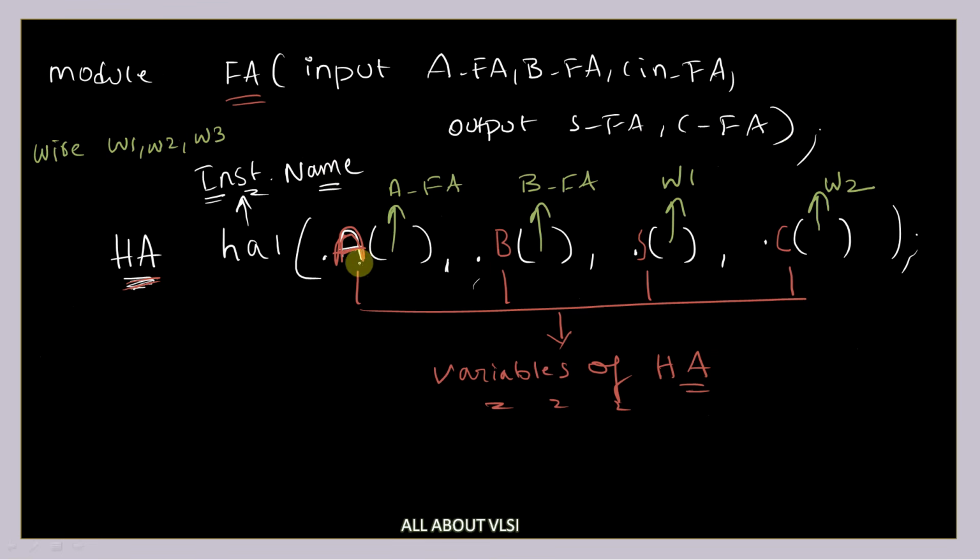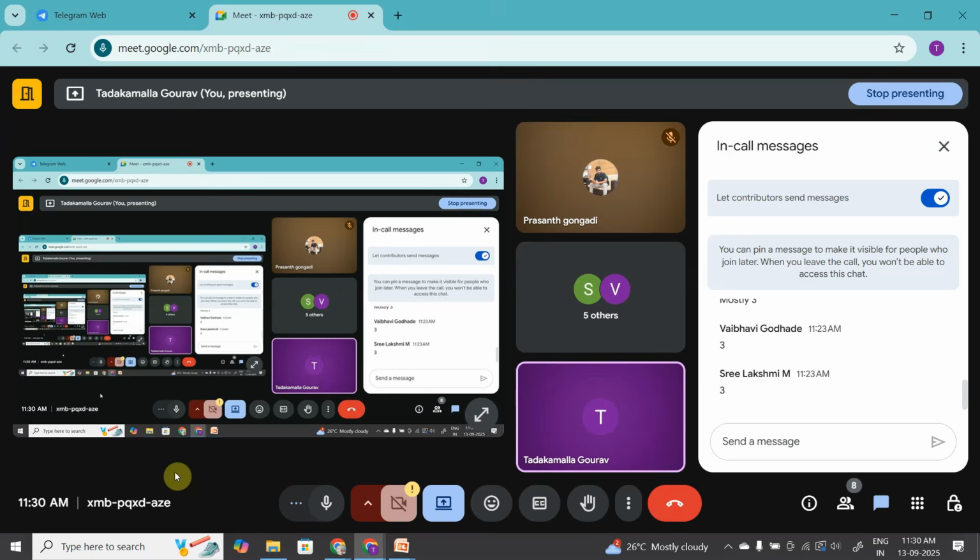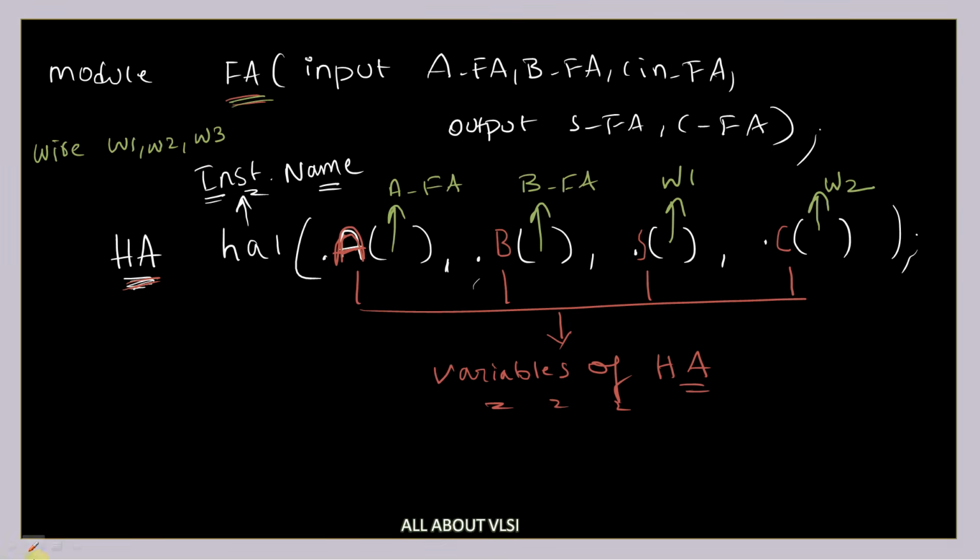Outside the brackets, these are the variables which are related to your half adder, and inside the brackets, these are the variables which are related to your full adder. Is it clear up to here how you are making the connections? Is it clear? Any doubts? All clear?